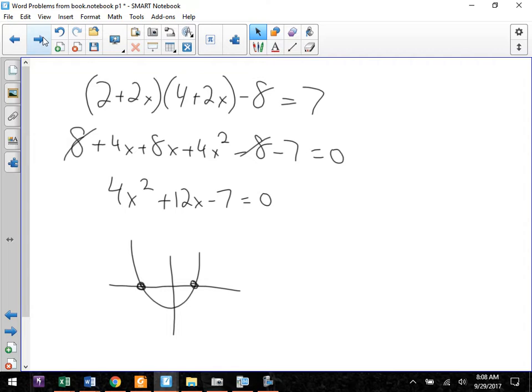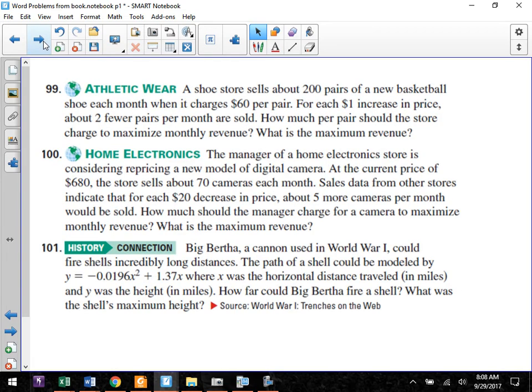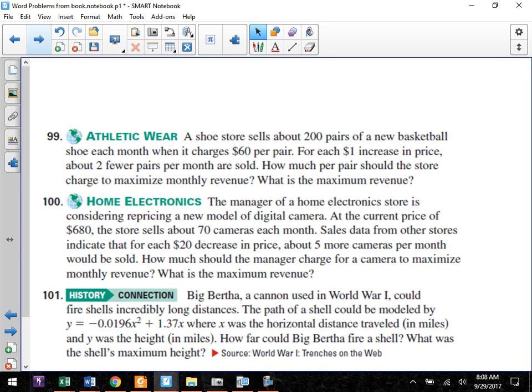Not too bad. All right, well, let's talk about cost functions. Athletic wear, number 99.